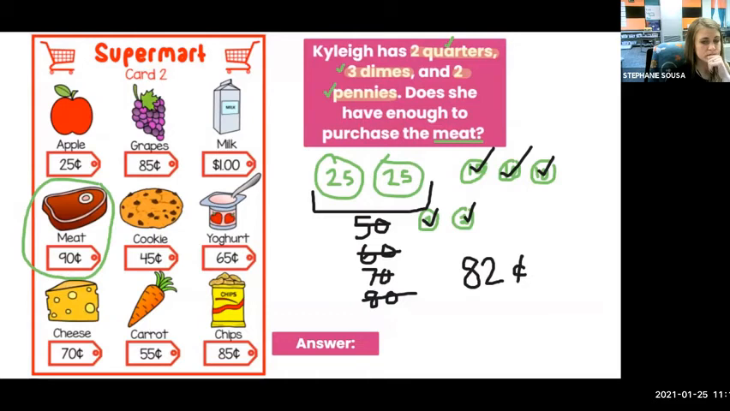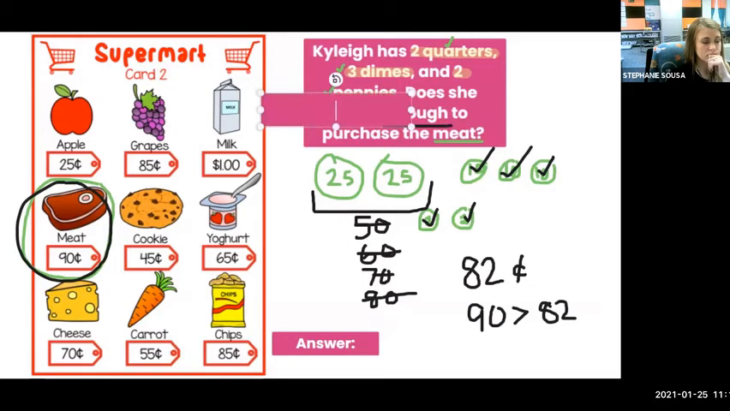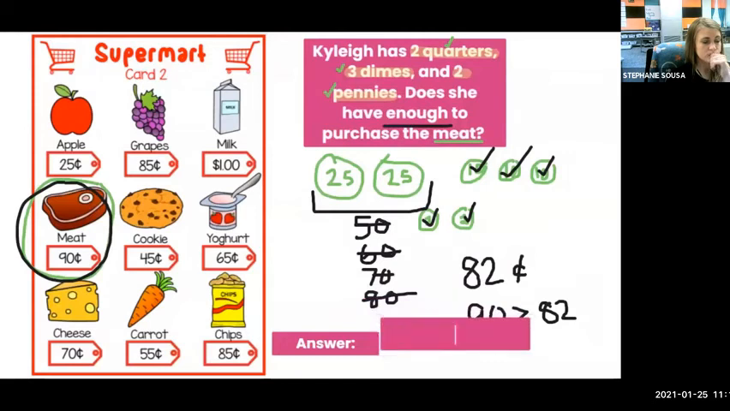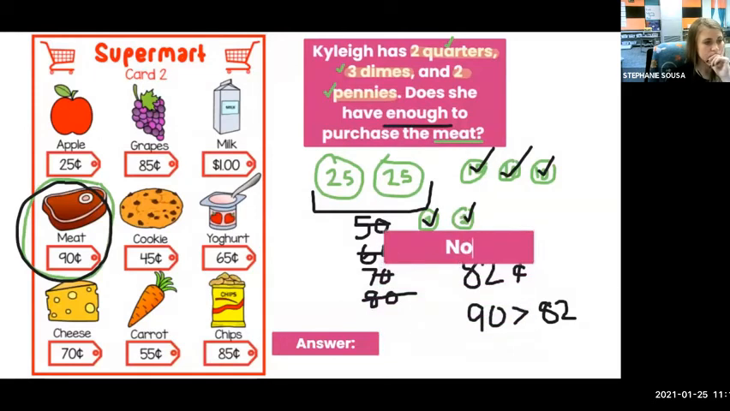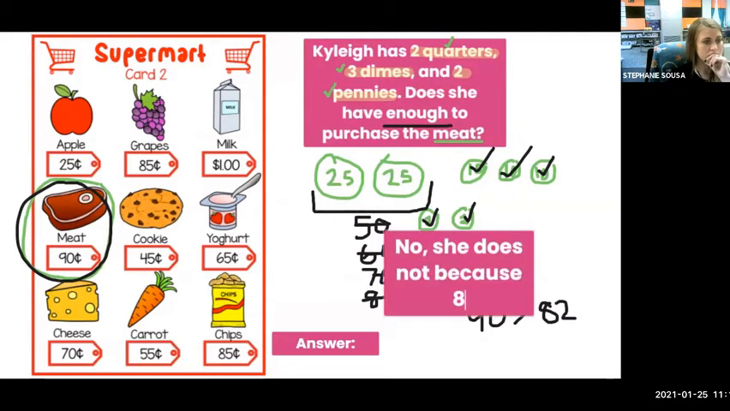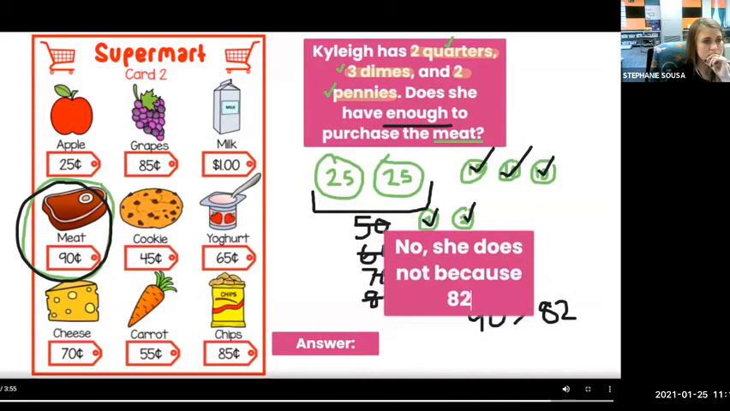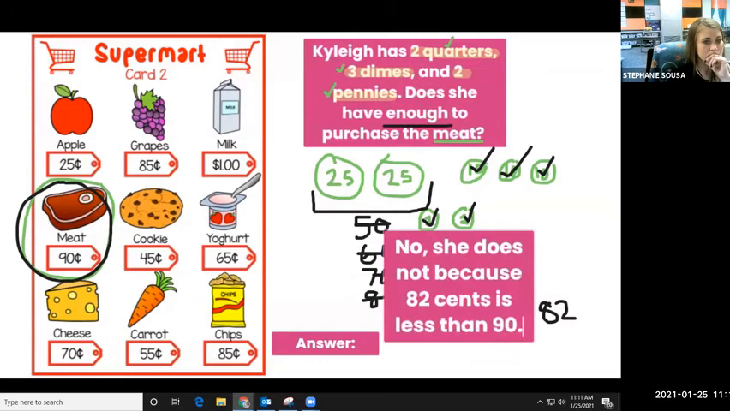My question asks, does she have enough to purchase the meat? The meat costs 90 cents. I notice that 90 is greater than 82. So no, Kylie does not have enough. Don't forget that today we're going to practice answering in a complete sentence. Remember that your sentence might be different than mine, and that's okay. No, she does not, because 82 cents is less than 90.